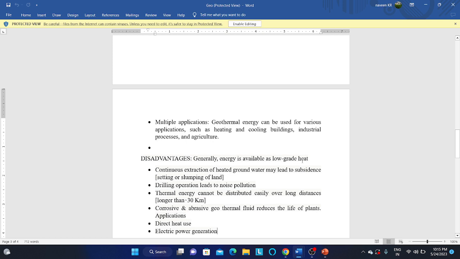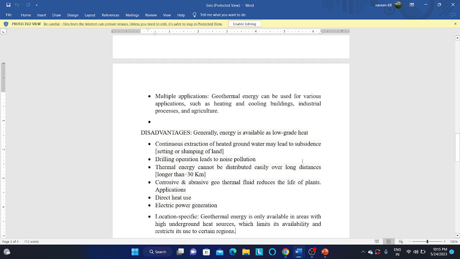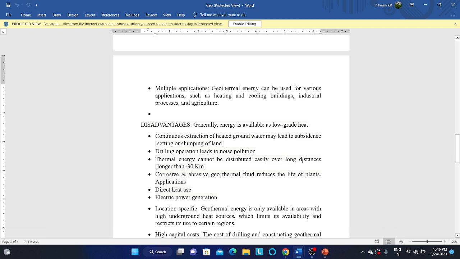Multiple applications. Geothermal energy can be used for various applications such as heating and cooling buildings, industrial processes, and agriculture. Some of them are heating and cooling buildings. This is mainly used for heating and cooling buildings, industrial processes, and agriculture.